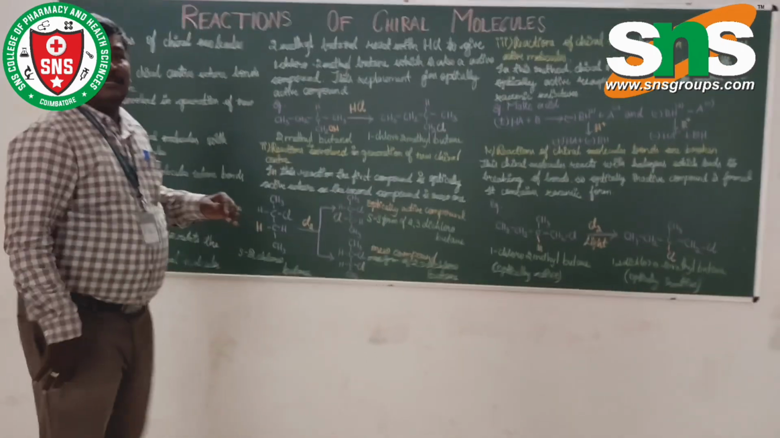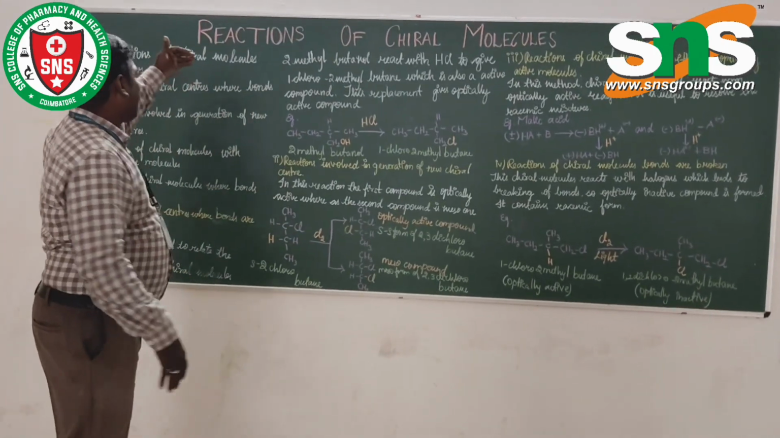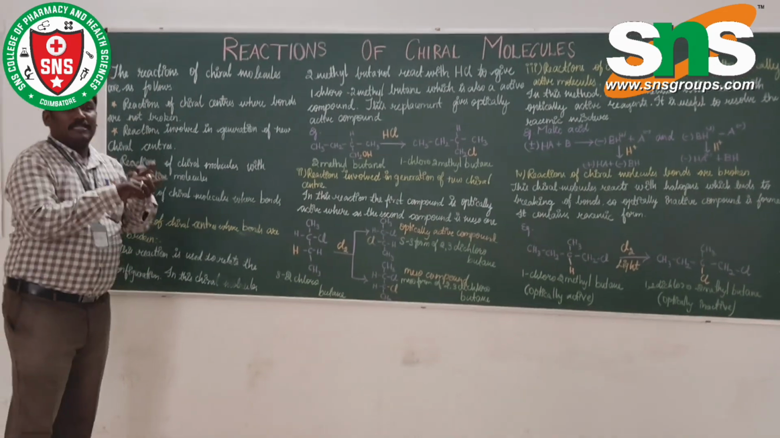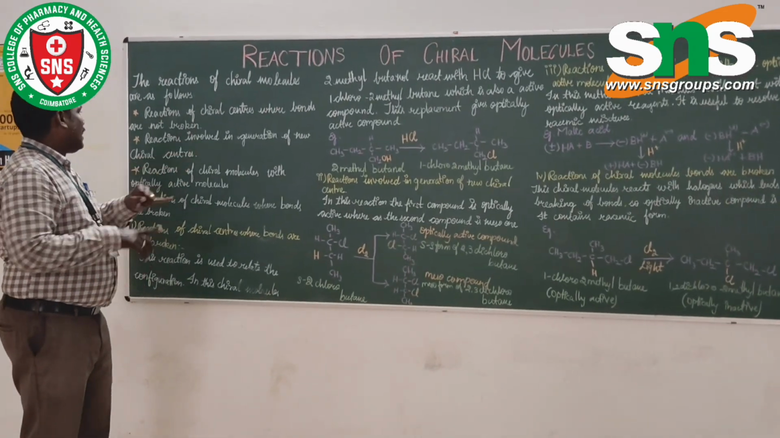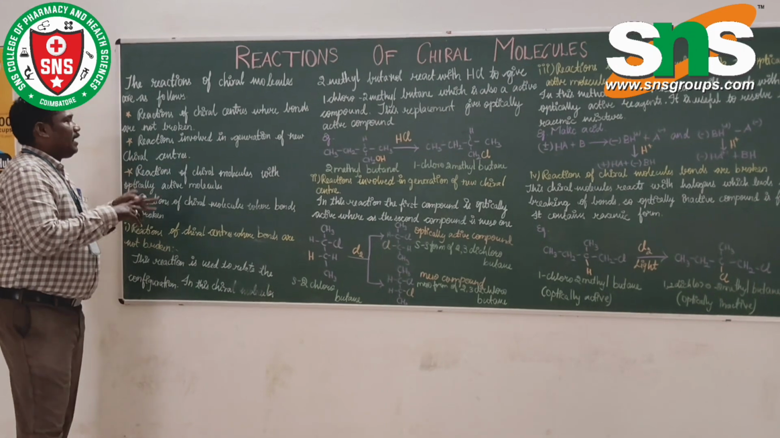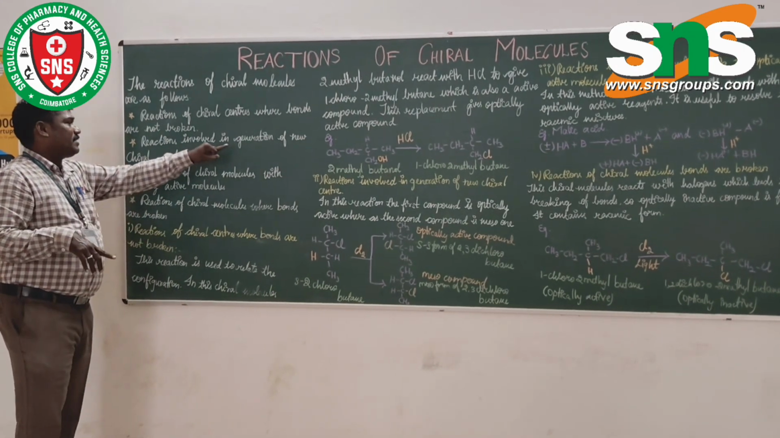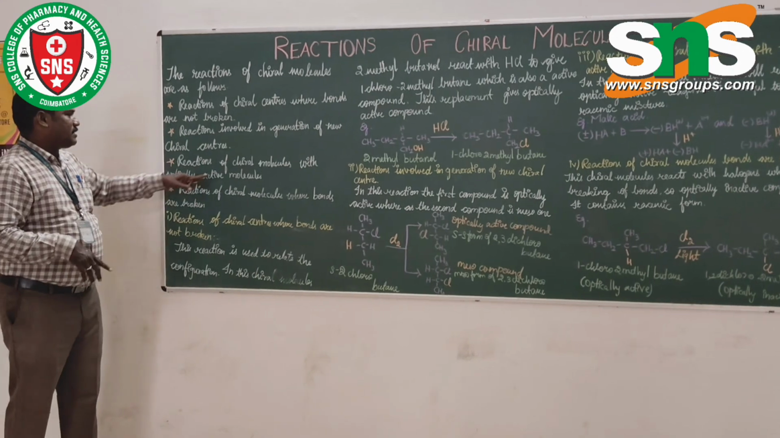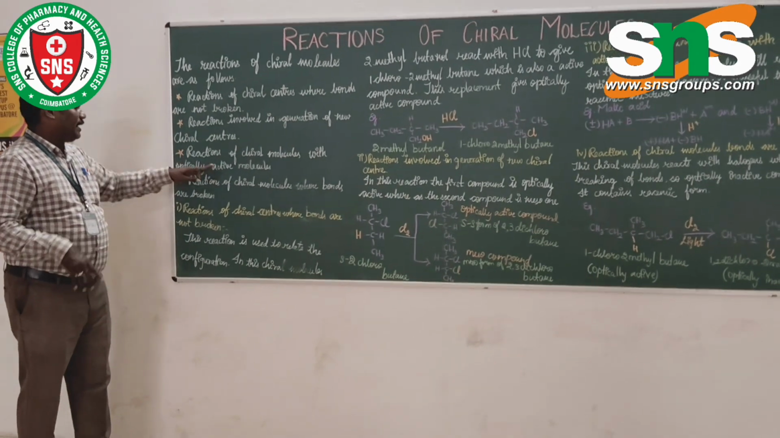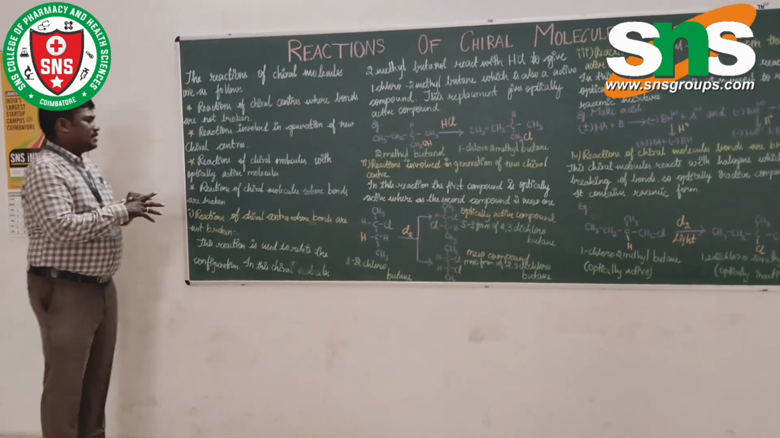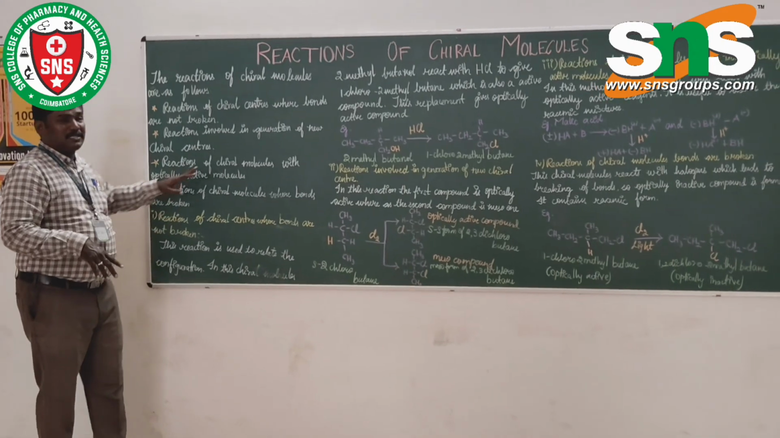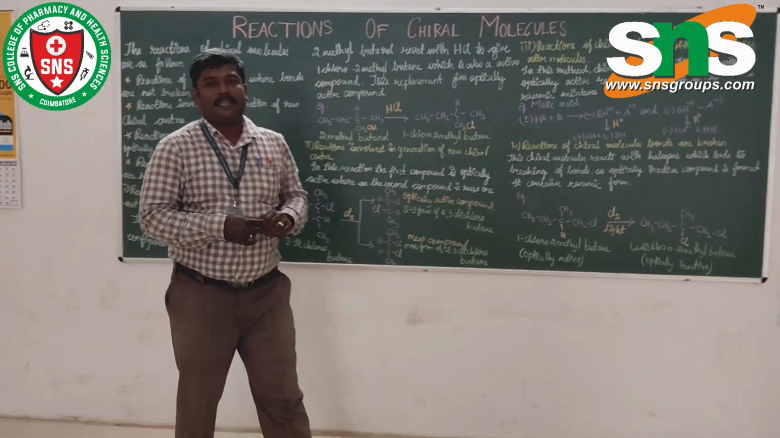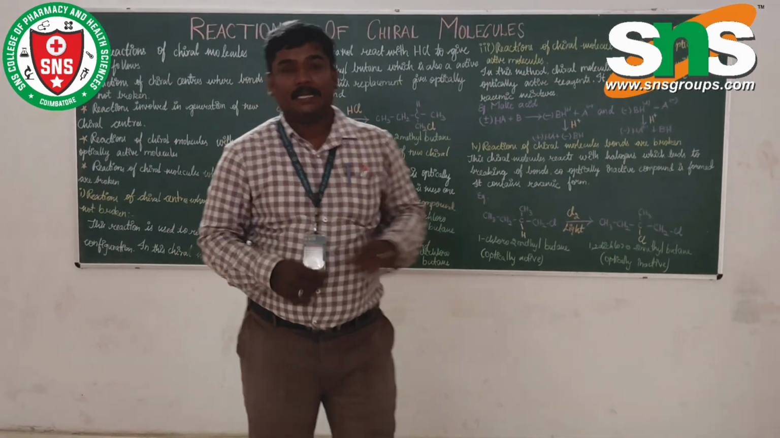We will see a short recap of these. First one is reactions of chiral molecules where bonds are not broken. Second one is reactions involved in generation of new chiral center. And the third one is reactions of chiral molecules with the optically active molecule. Then reactions of chiral molecules where bonds are broken. These are all the various types of reactions. I hope you could understand. Thank you.